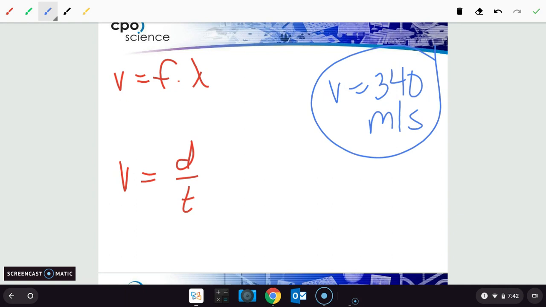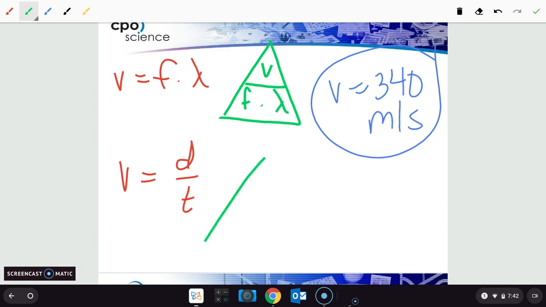If you struggle with using the equation as is to solve for something else, then remember that they both have a triangle that you can use for rearranging. For the top one, V is at the top, frequency and wavelength are in the bottom corners. And for the second equation, distance is on the top, and speed and time are in the corners. And so keep those in mind as we go through the note examples.